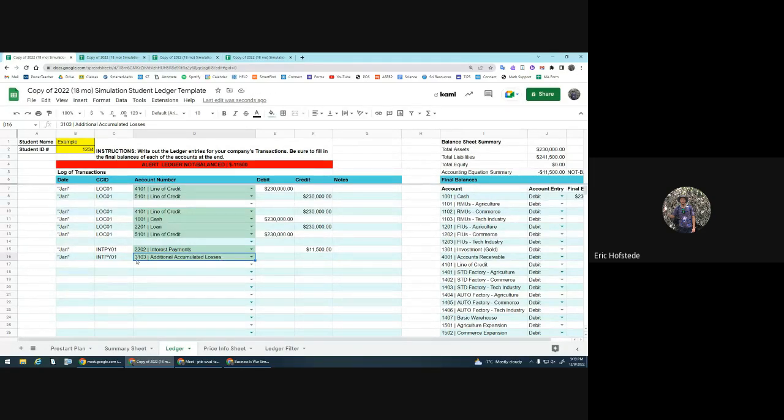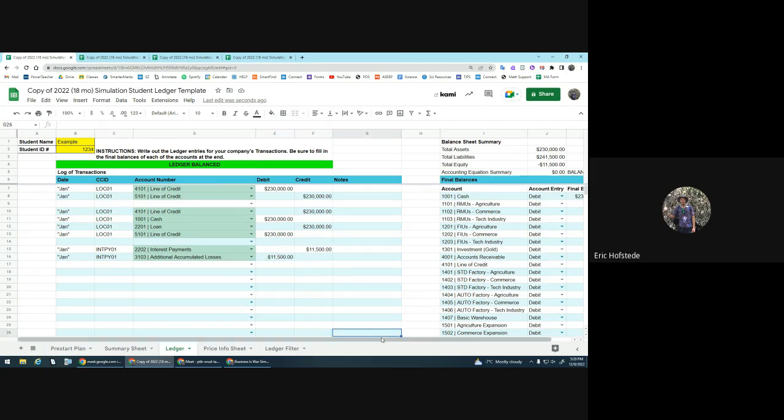You'll notice that this starts with a number 3, which means it's an equity account. All right, and my net worth, another word for your equity, is going to go down by the amount that I need to pay the bank. My net worth is now going to be negative. All right, so I'm going to balance this interest payment account with this accumulated loss account. All right, so we're back to balanced.